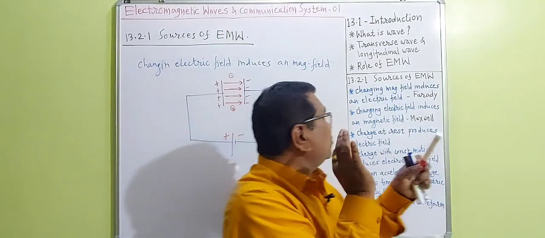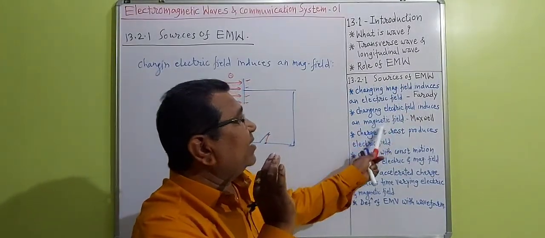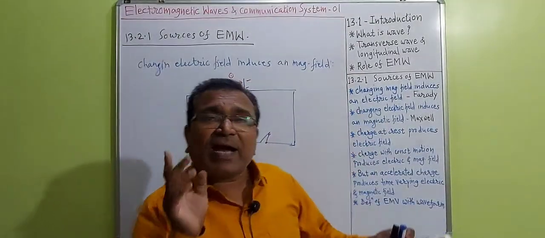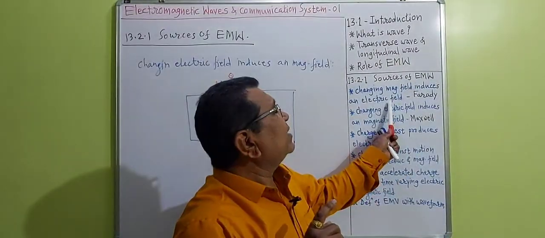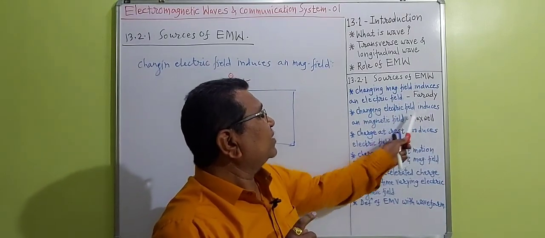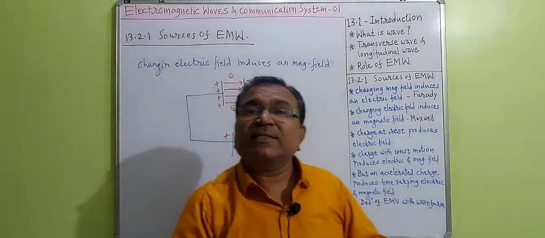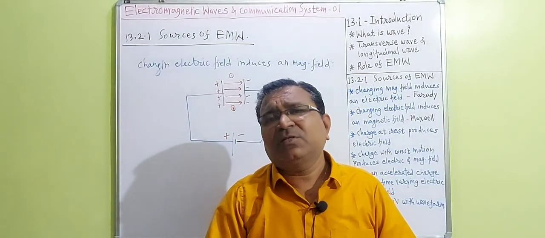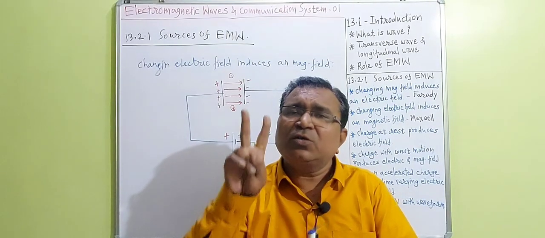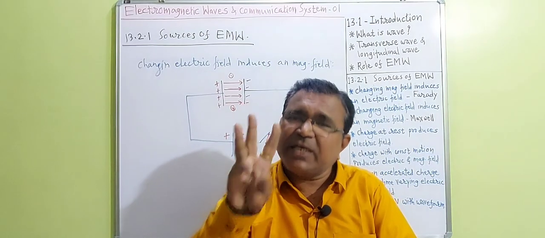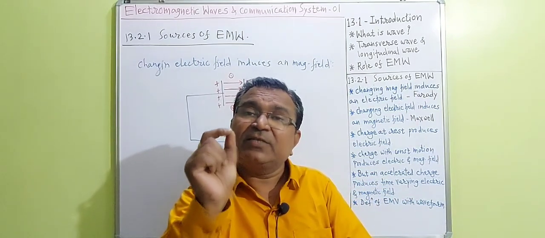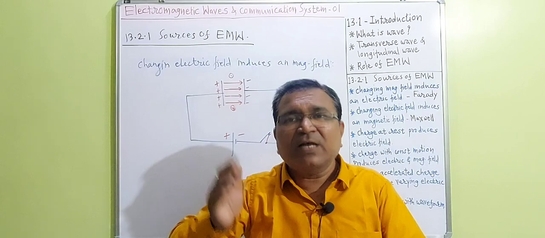So change in what? Change in electric field induces magnetic field. In the first example we have seen that changing magnetic field induces electric field, that is Faraday's law, and this diagram suggests that changing electric field induces magnetic field. This is called Maxwell's law. So from these two experiments we drew three conclusions. You should write the conclusions in your notebook. I will write on the board.